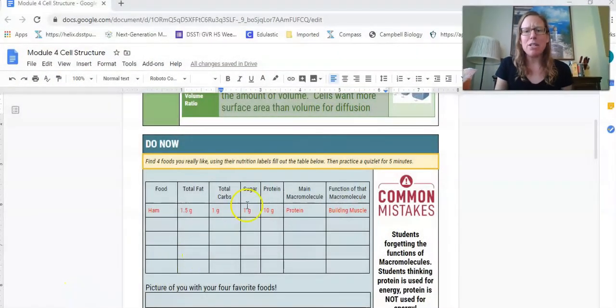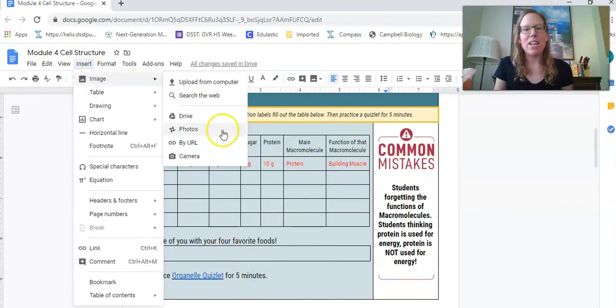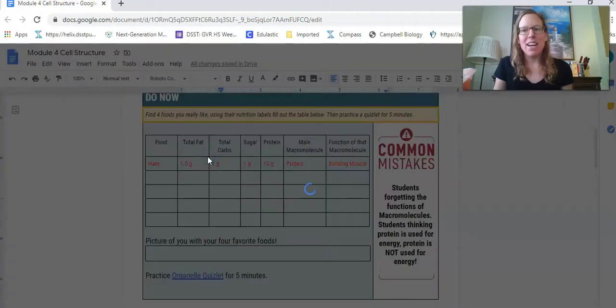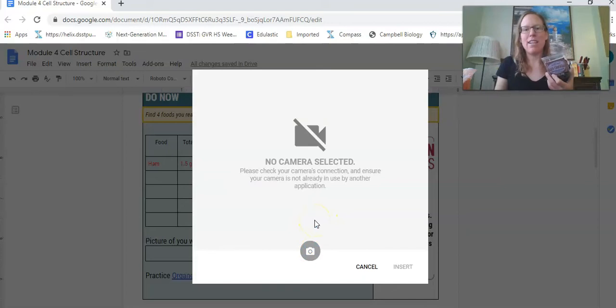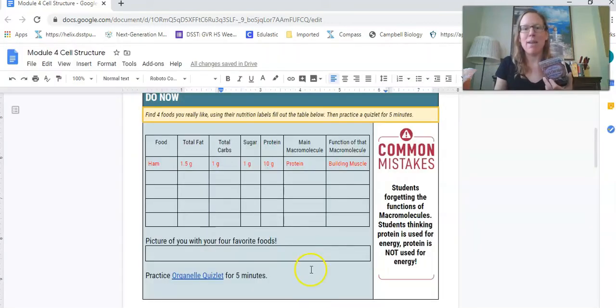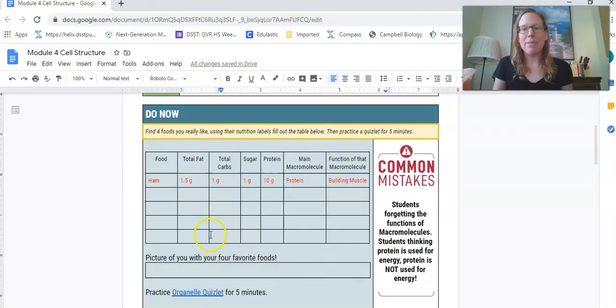So at this time, can you please find those 4 foods and then type them into the charts with the main macromolecule and the function. So that would be whatever one has the most grams. And then can you please take a picture with you and your food? You can do that by going insert image and then camera. And then you can take a picture with you and your favorite food, just so we can see your face. Looks like I haven't set up my camera, but you probably have. And then finally, to close out the Do Now, please do the organelle Quizlet.